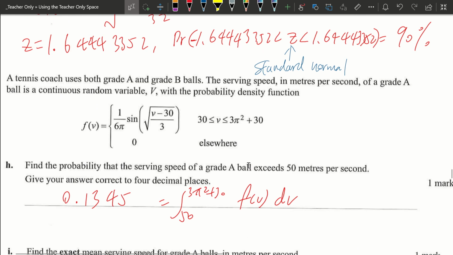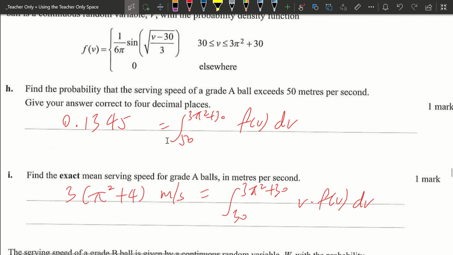Okay, and then we have a tennis coach. They use both grade A and grade B balls, and the serving speed, in meters per second, of a grade A ball is a continuous random variable with a probability density function of this. So V is the speed and the probability density function is f. Find the probability that the serving speed of a grade A ball exceeds 50 meters per second. So probability is just the area under the function. So from 50 to the highest speed possible, 3 pi squared plus 30, integrate the f function and we get the answer.